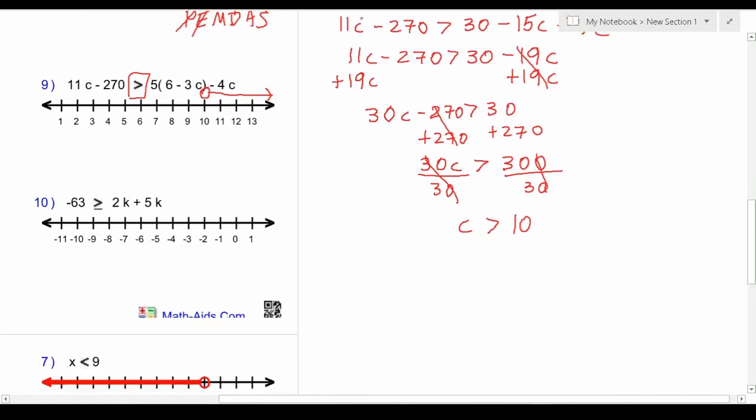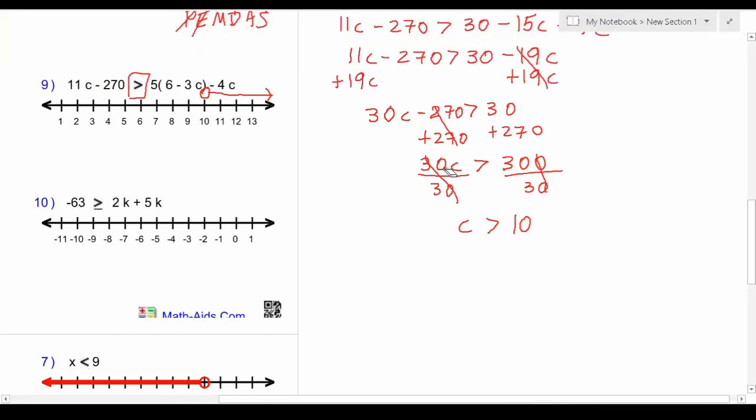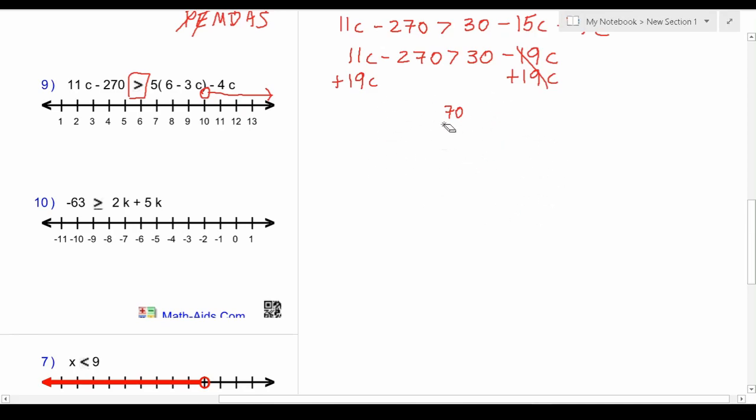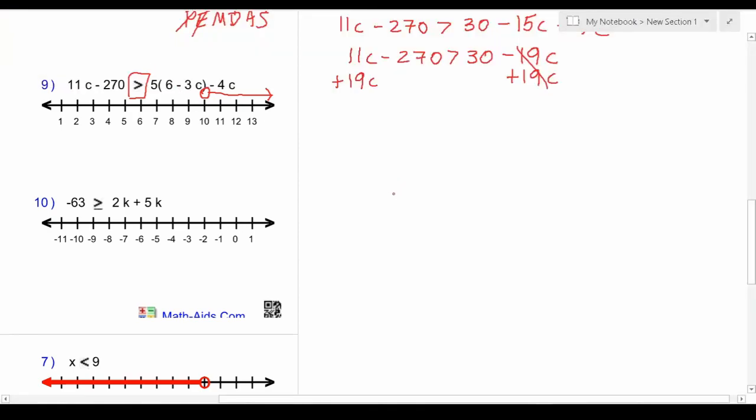One more to go, and then we'll be done. Again, a lot of work for these, but it's pretty systematic. There's nothing too tricky to these. So this is a good review of some algebra rules as well as some division, as I keep saying, probably for the third time by now. All right, number 10, we have negative 63 greater than or equal to 2k plus 5k. Again, we know we're going to be using a closed circle when we go to plot this inequality on a number line.